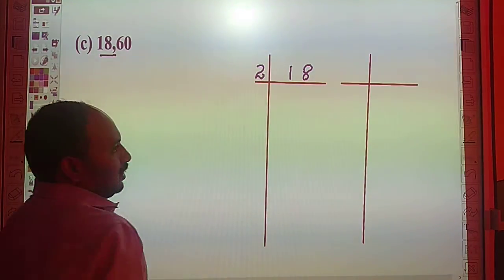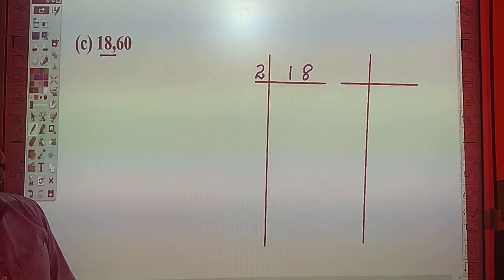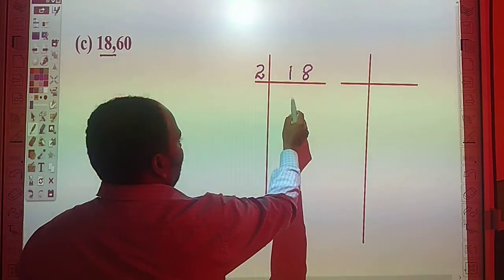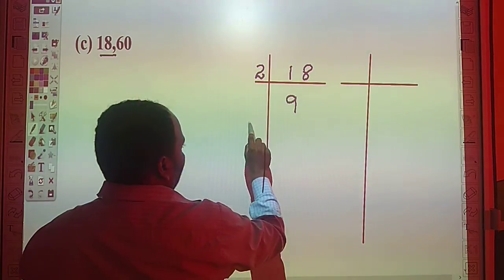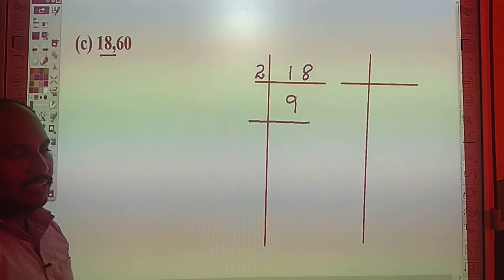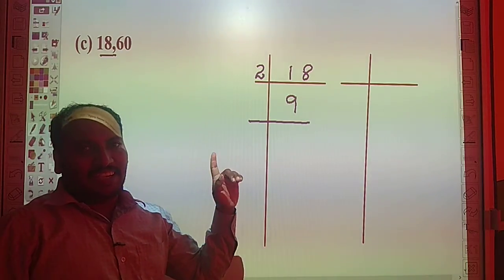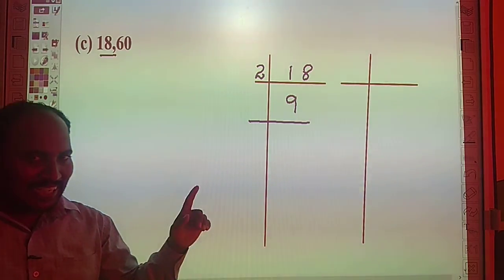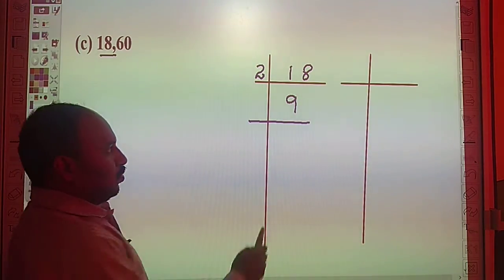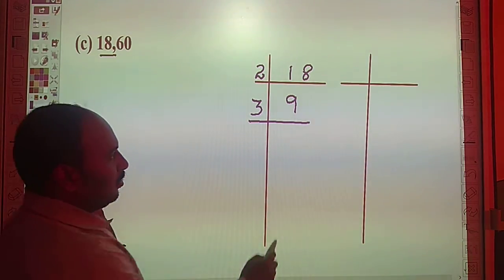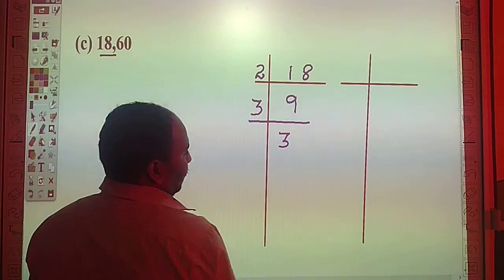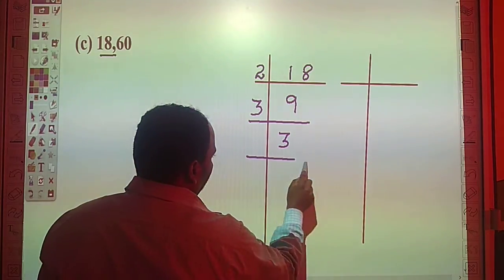2 is the smallest prime number, or the even prime number. How many times? 9 times. 9 2s are 18. The number 9 is not divisible by 2. So we go to another prime, 3. 3 3s are 9.